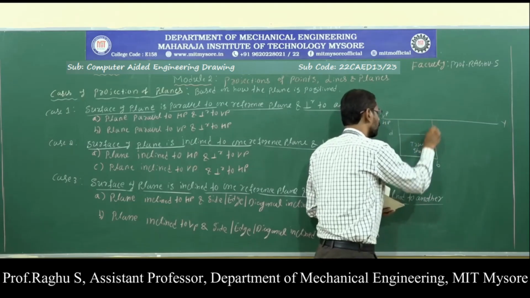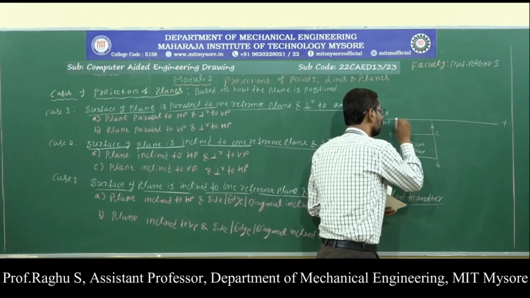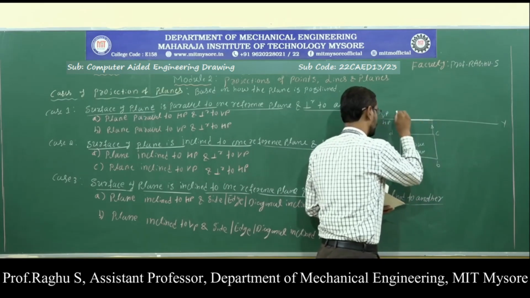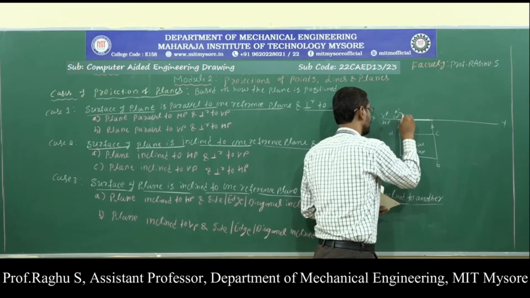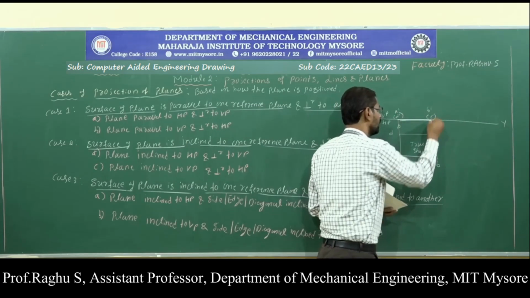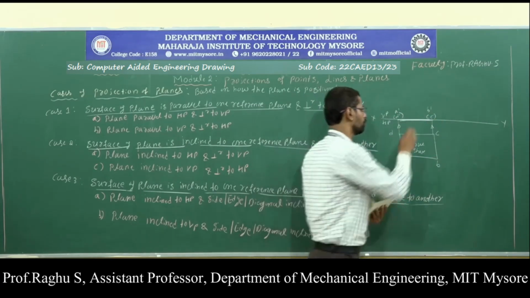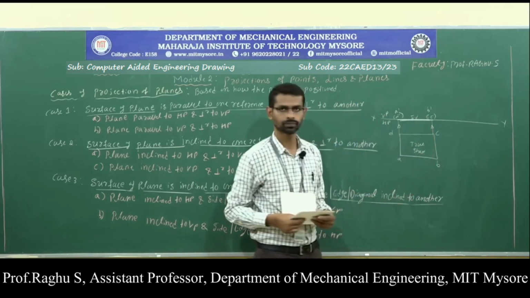And the front view. So the front view coincides with the XY line. That is, this is A dash and D dash, this is B dash and C dash. So this is the front view.